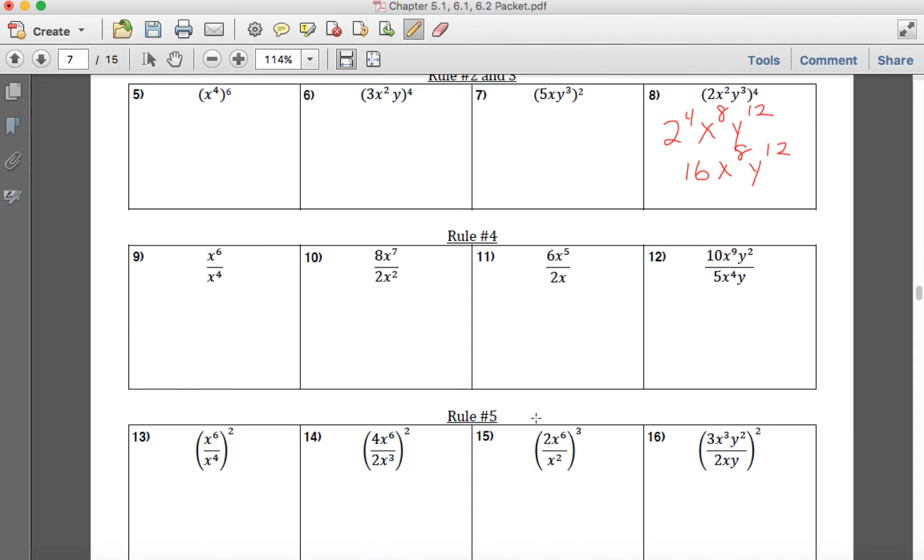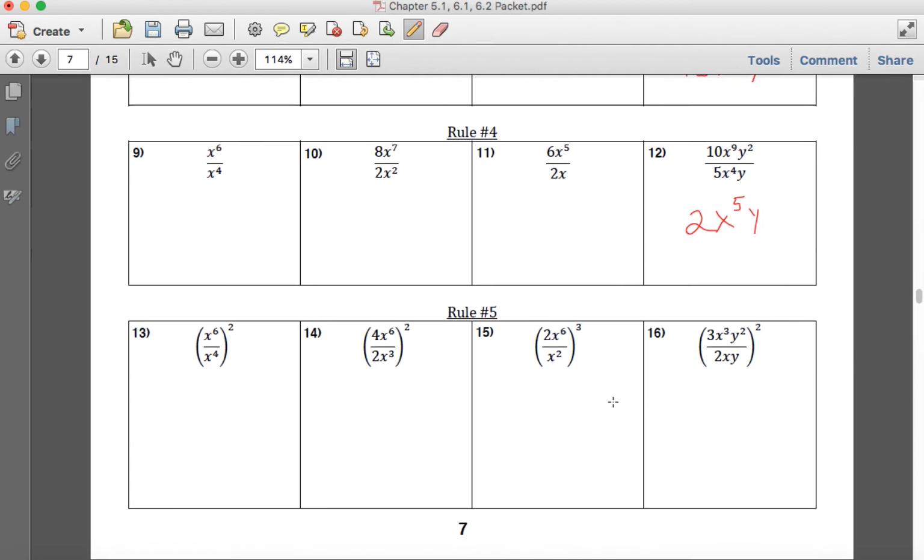Jumping down to problem number 12. Okay, we'll take a look at this guy. And 10 divided by 5 is going to be 2. X to the 9th divided by x to the 4th is going to be x to the 5th. Y squared divided by y is going to be y. Final answer.